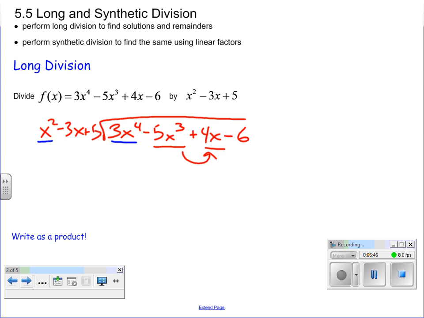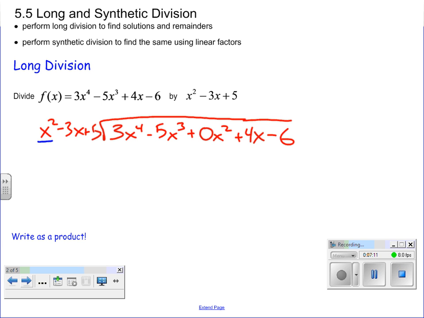Where did the x squared go? So really, I want to rewrite this portion here. And I'm going to show a different way to write this to keep it a little cleaner. I'm going to show every degree. So we have 3x to the 4th minus 5x cubed plus 0x squared. So I'm putting the x squared term in there as a placeholder so we don't lose it.